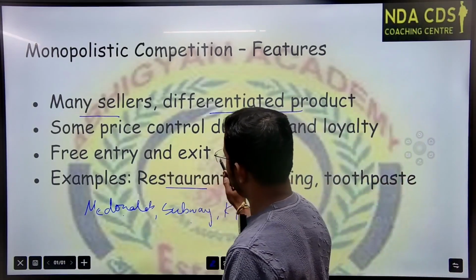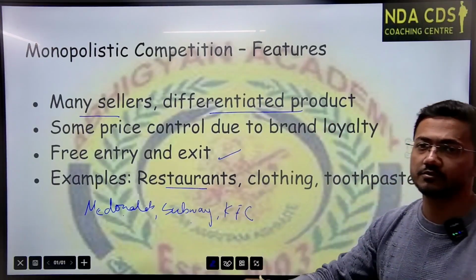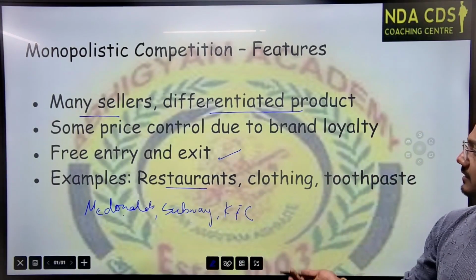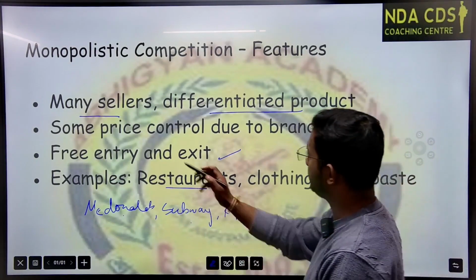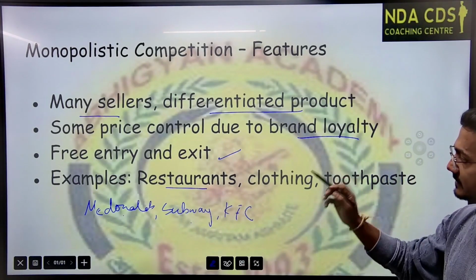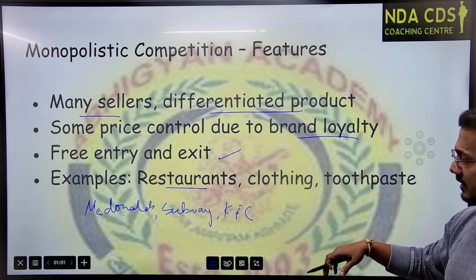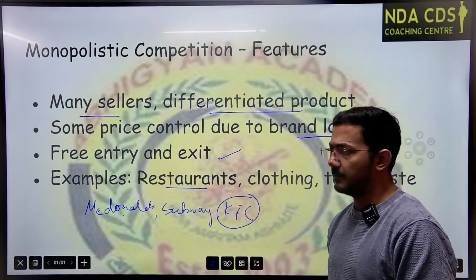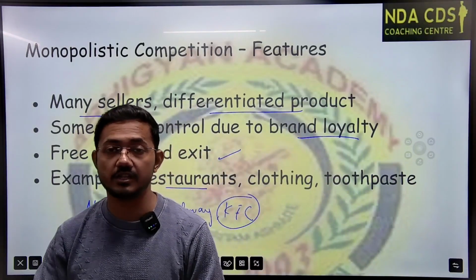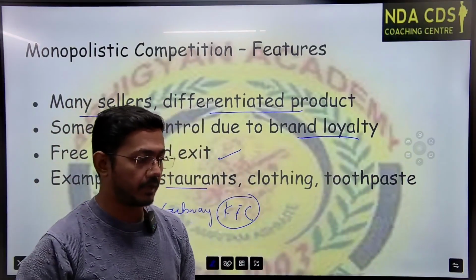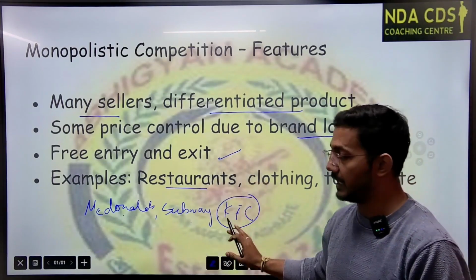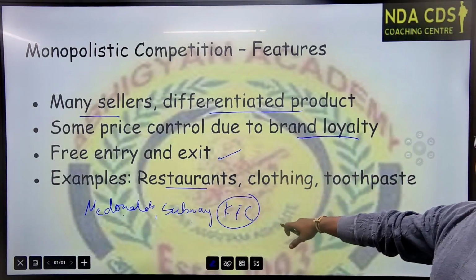Okay. So there is free entry and exit. Anybody who wants to start can start. Anybody who wants to exit from the market can exit. Okay. Some price control due to brand loyalty. There is some price control by the seller because of brand loyalty. You will not see people much agitating about a price rise at KFC, saying KFC is charging too much for a bucket of chicken. The price is actually controlled by the brand itself because of the loyalty of the customers.